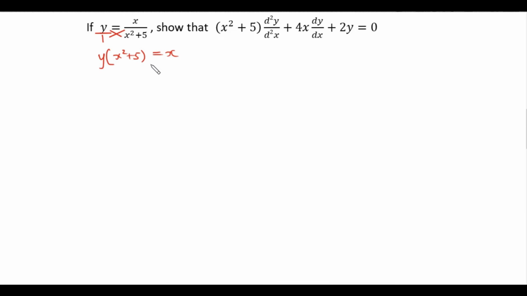We expand this bracket first. This becomes x squared y times x is x squared y plus 5y is equals to x. Now, using the implicit method rule, we differentiate x squared, and then we keep y, and then we come again, we differentiate y, and then we keep x squared. So let's differentiate x squared and keep y. Differentiating x squared is 2x, and then you keep y.